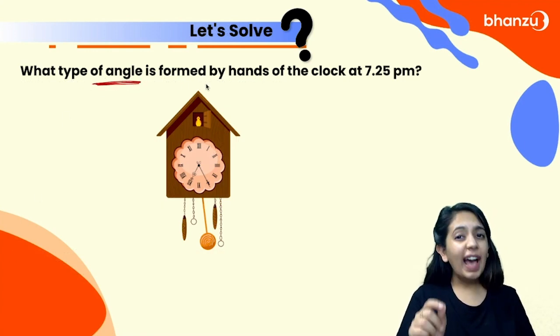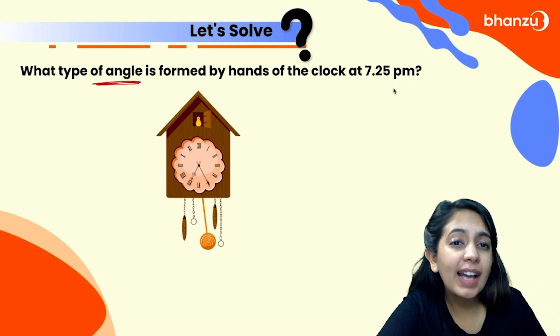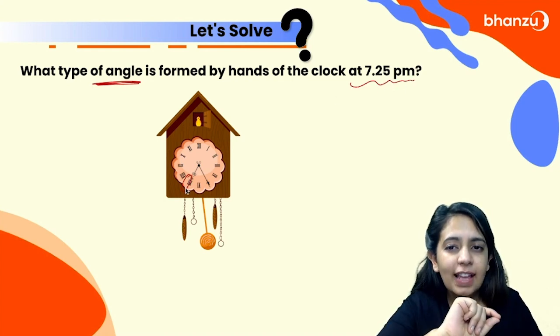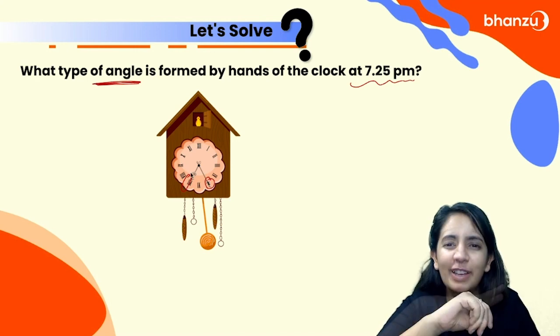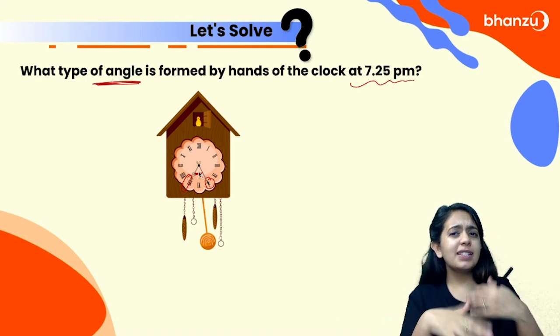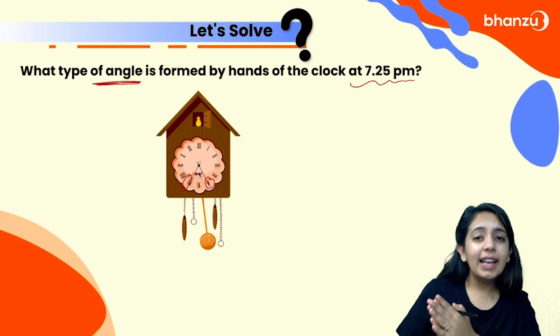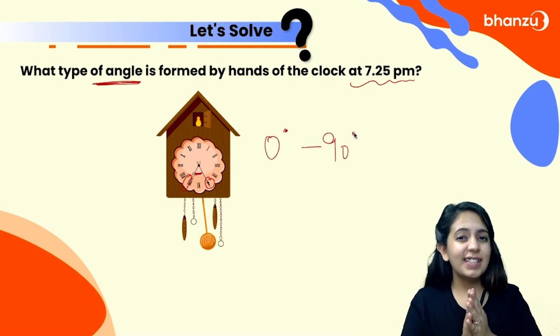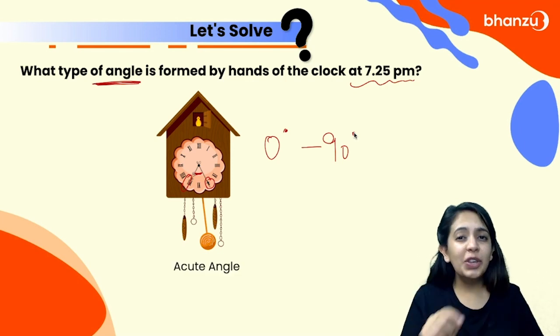Now, this question is based on angles. So tell me, what angle is formed by the hands of the clock at 7:25 p.m.? If you observe, the hour hand is at 7 and the minute hand is at 5. So what is the angle formed between them? Is it 90? Or is it less than 90? Or is it more than 90? It is somewhere between 0 and 90 degrees. So therefore it is an acute angle.